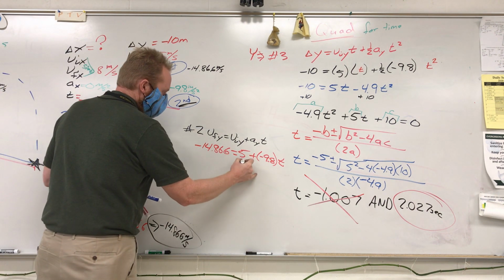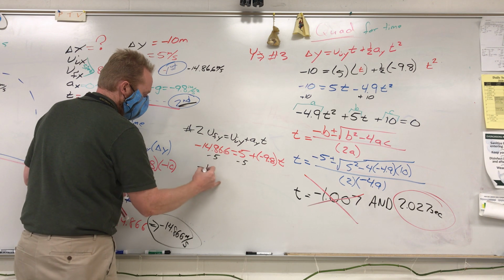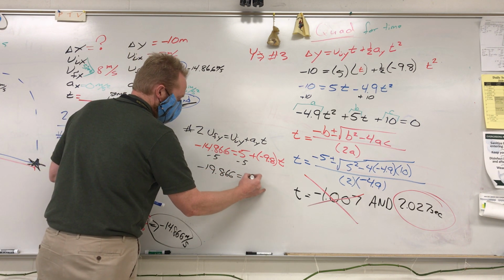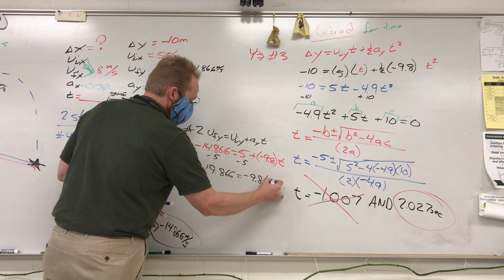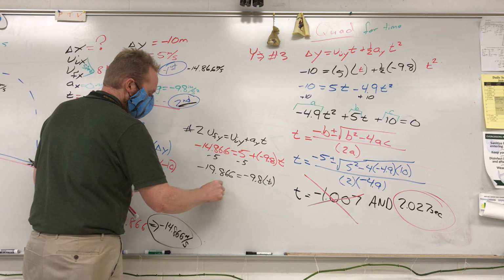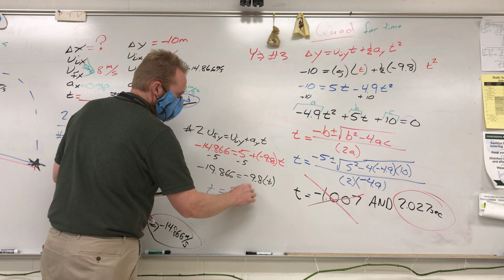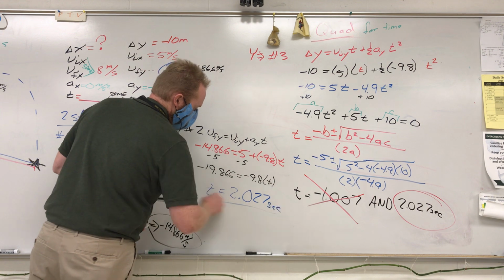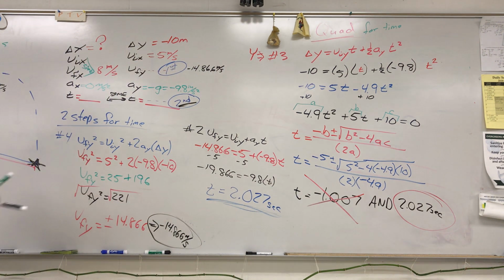We're going to have to subtract 5, and we're left with negative 19.866, which is equal to negative 9.8 times t. Divide both sides by t, and we're left with T is equal to 2.027 seconds. Now realize this isn't the answer yet. This is really just the time.